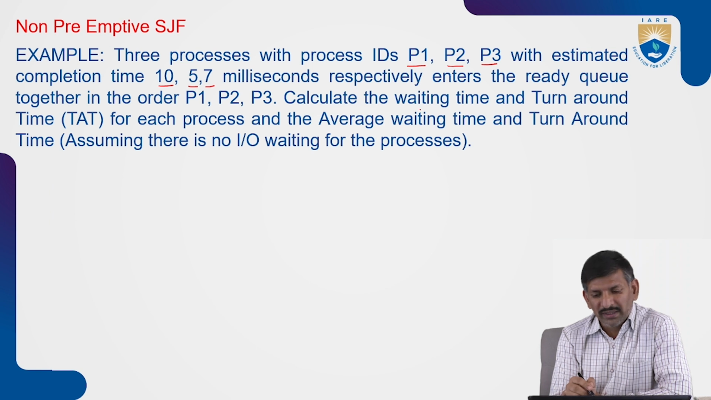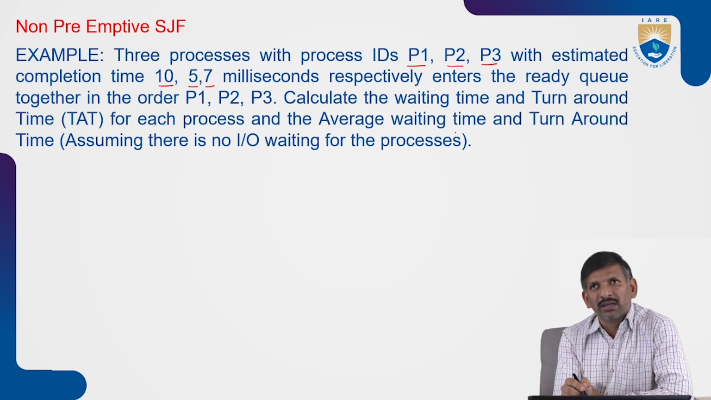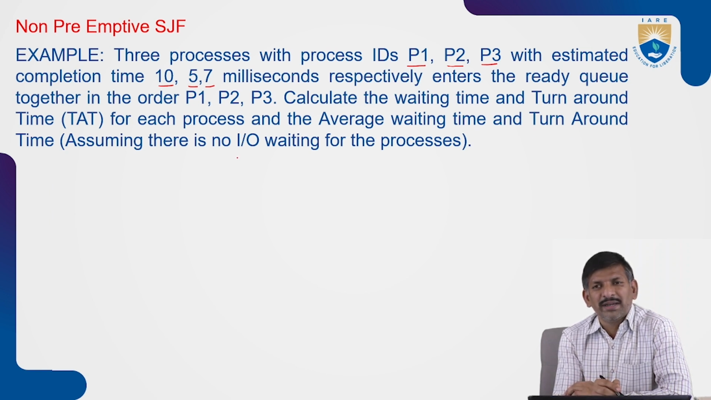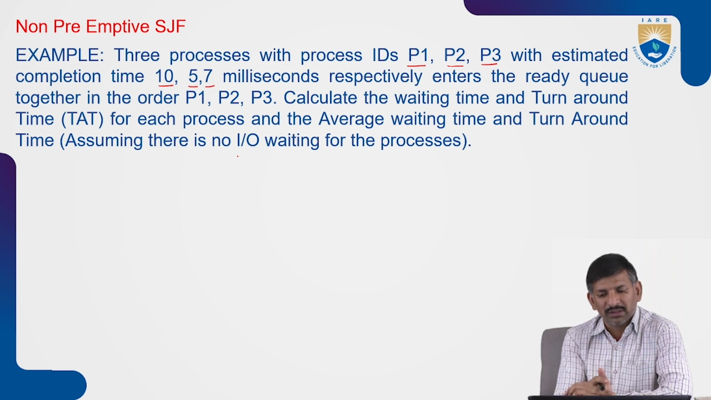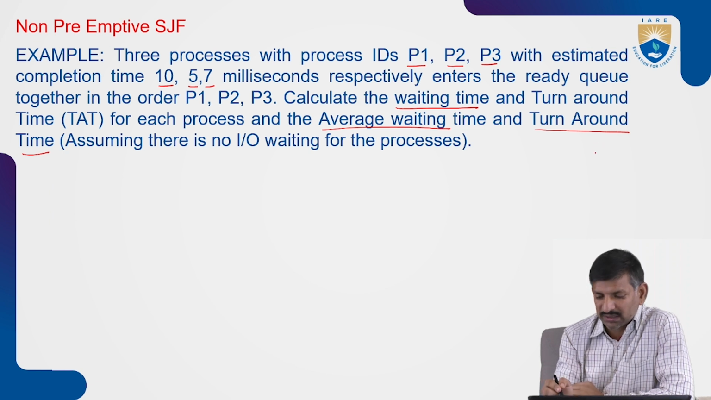Calculate the waiting time and turnaround time for each process, and also calculate the average waiting time and average turnaround time. Here we need to assume that there is no process waiting for input or output data. From this point of view, we can calculate the waiting times and average turnaround time.